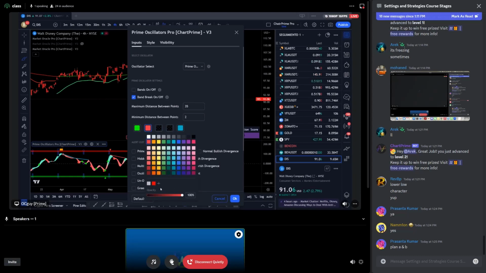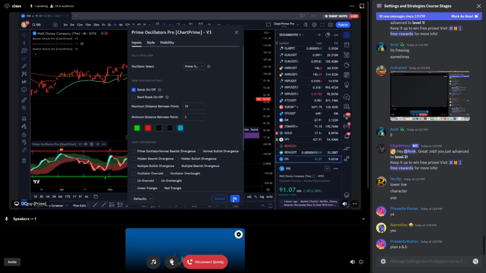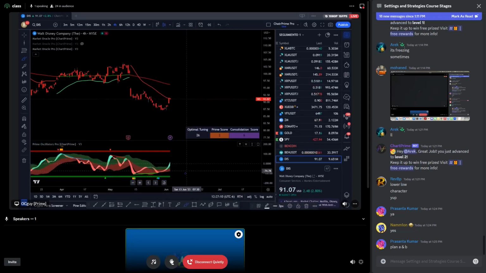In fact, let me see. Oh, I like them on brighter red. Here we go. All right. And maybe brighter green. Oh, that's all right. And I'm going to click OK because I want to add the bands, not the band breakout. Sorry, the bands. Click OK. That will be giving me the squeeze momentum, right?